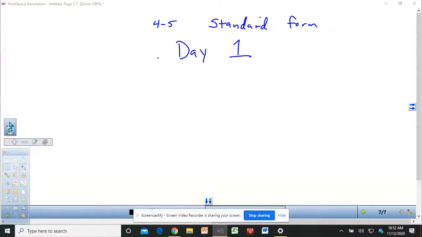Hey guys, today we're going to be talking about standard form. This is kind of going to be a 2-day thing. So today is going to be standard form. Tomorrow you're going to work on graphing. So I'm going to talk to you more about what standard form really is.